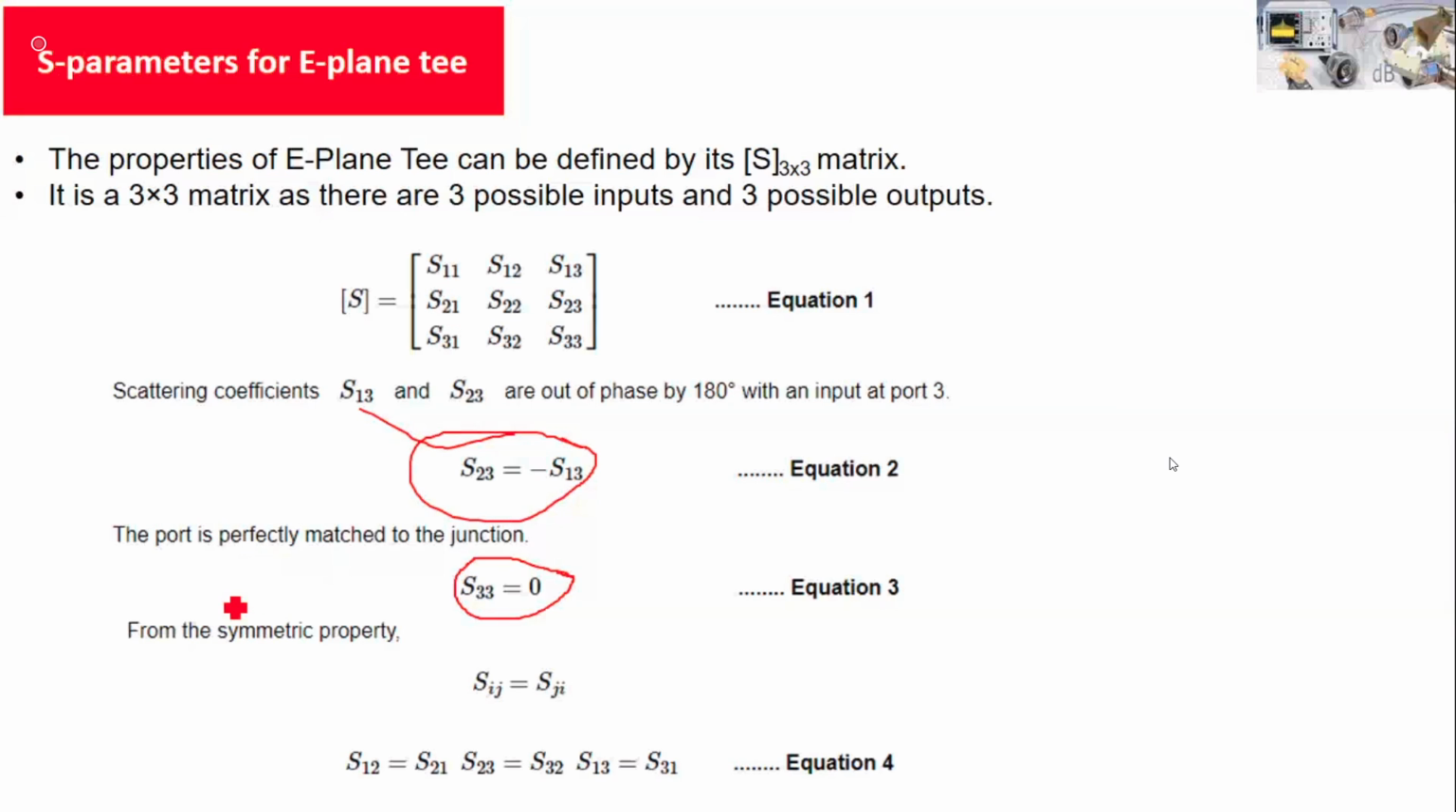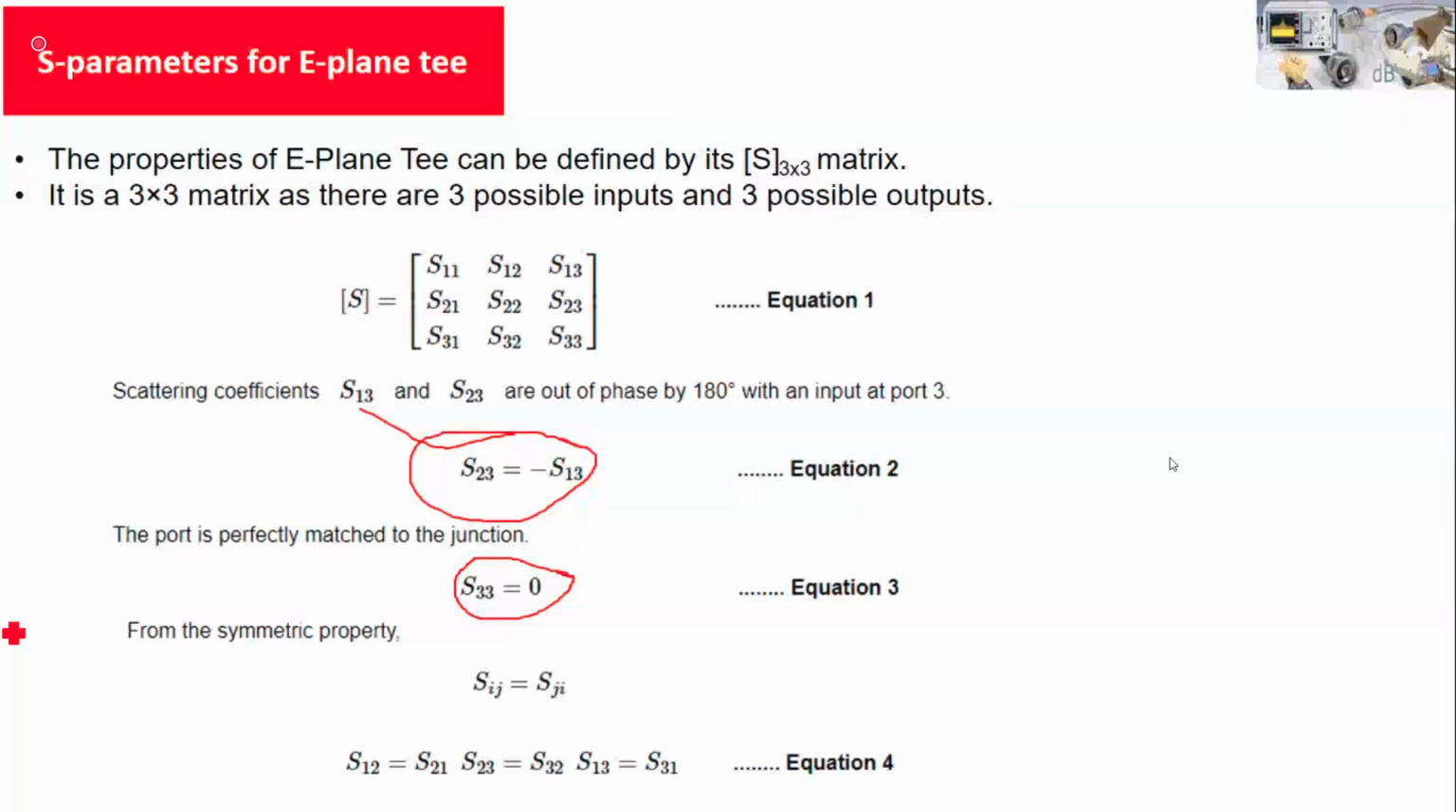Now from the symmetry property of the matrix, you know that Sij is equal to Sji, and it is proved in your microwave devices course. I don't know whether you will do projects or come to the lab, but practically you have to validate this. So through the symmetry property, we can say that S12 is equal to S21, S23 is equal to S32. Please note all these things. S13 is equal to S31. Anyhow, I will share the slide.